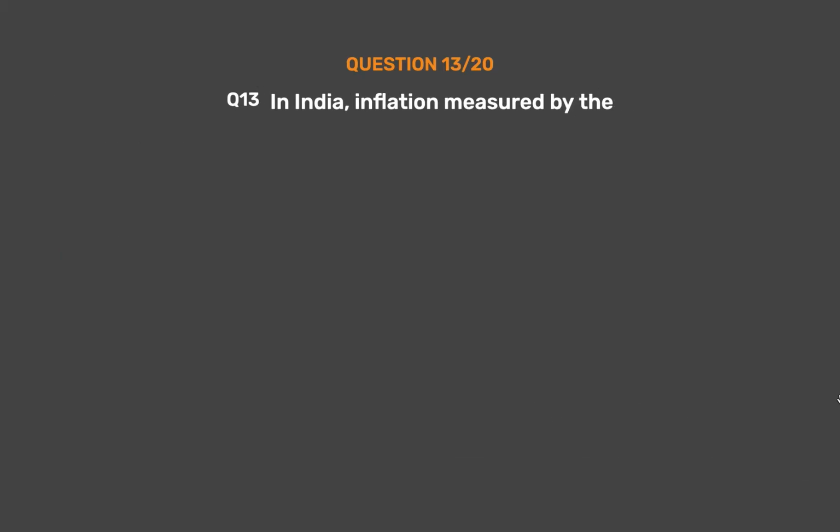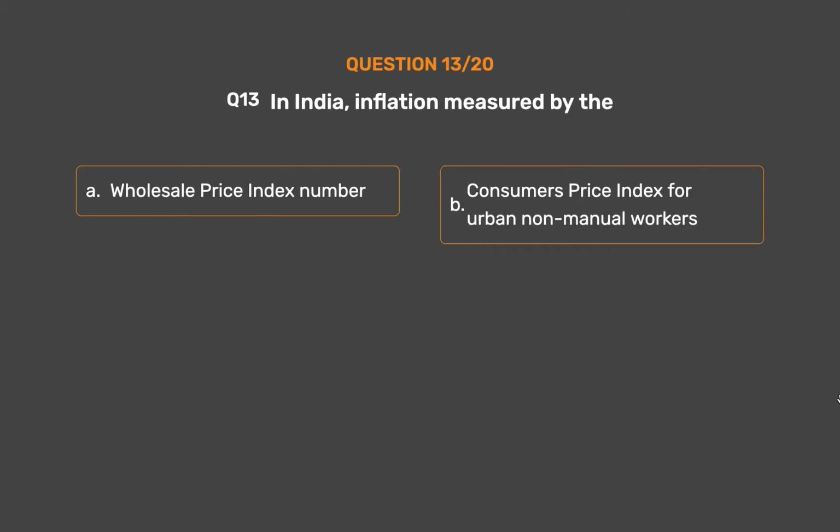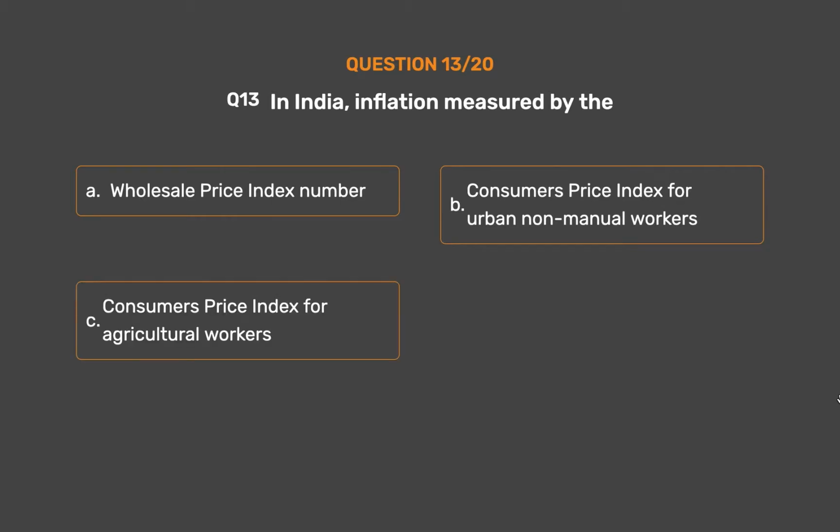Question number 13. In India, inflation is measured by the Option A, Wholesale Price Index number. Option B, Consumers Price Index for urban non-manual workers. Option C, Consumers Price Index for agricultural workers. Option D, National Income Deflation.